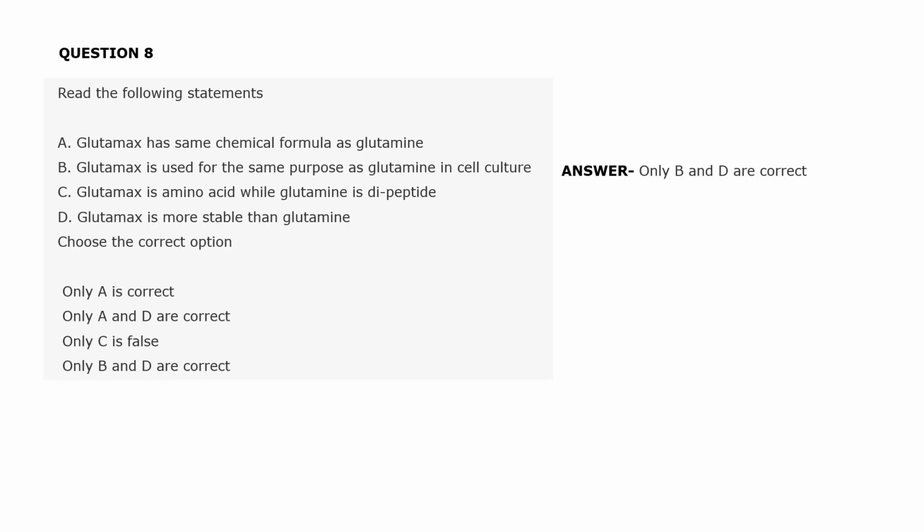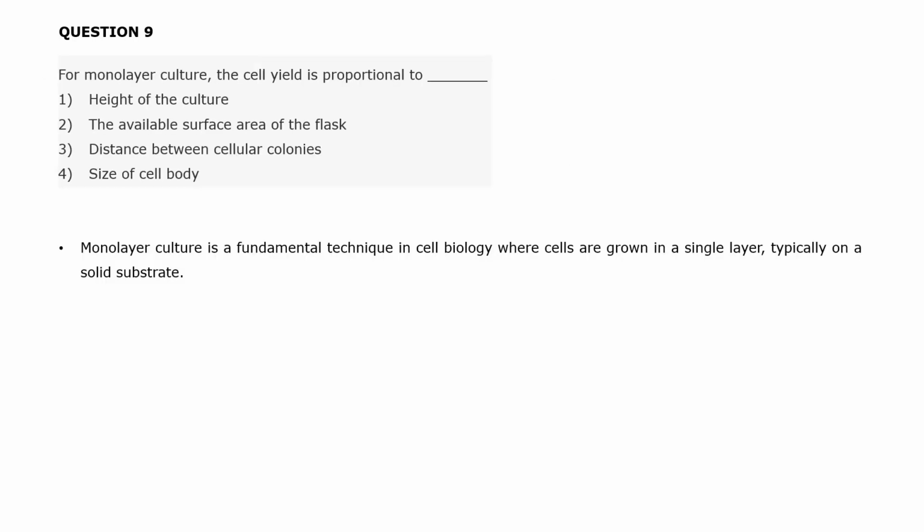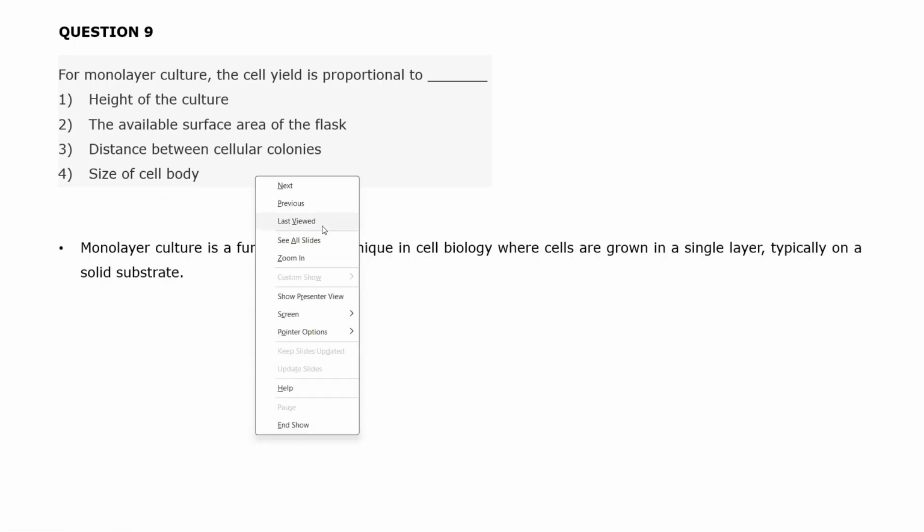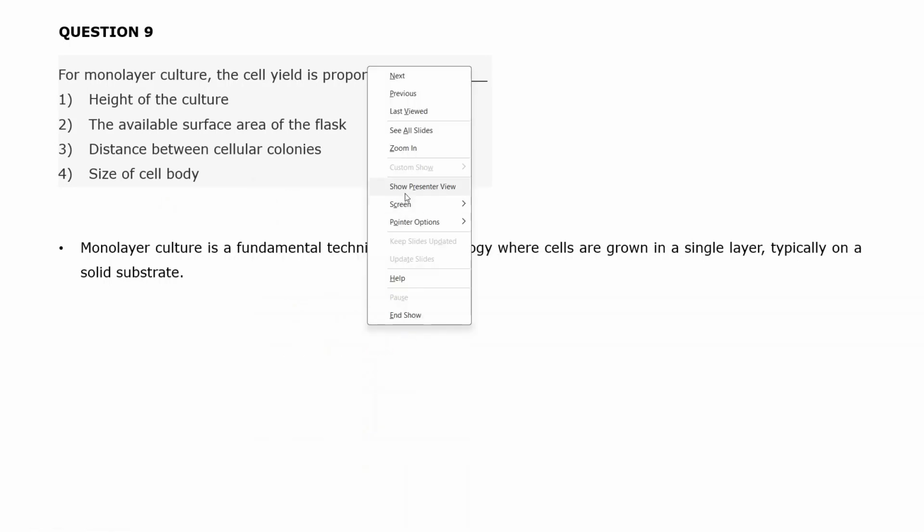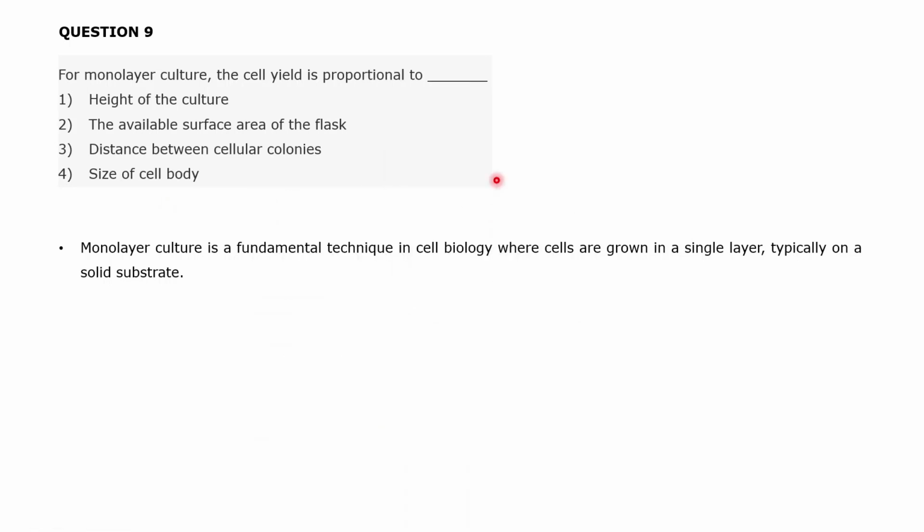No, sir. Okay. So I will just move on to the next question. Question number 9. For monolayer culture, the cell yield is proportional to the height of the culture, available surface area of the flask, distance between cellular colonies, or size of cell body. Which might be the answer? For monolayer culture, you have to understand what a monolayer is, then you will get the answer. Option 2, sir. Yeah, you are basically right. So the answer is option 2, the available surface area of the flask.